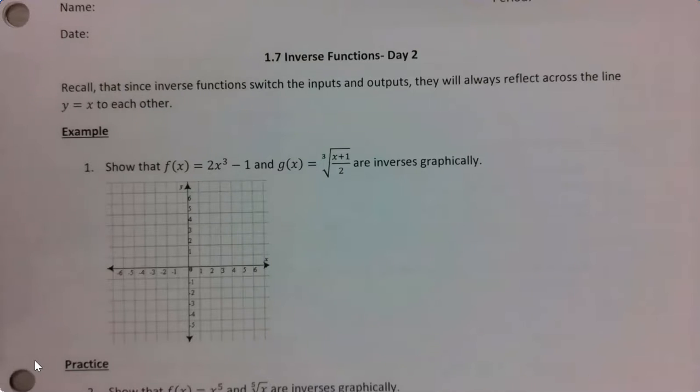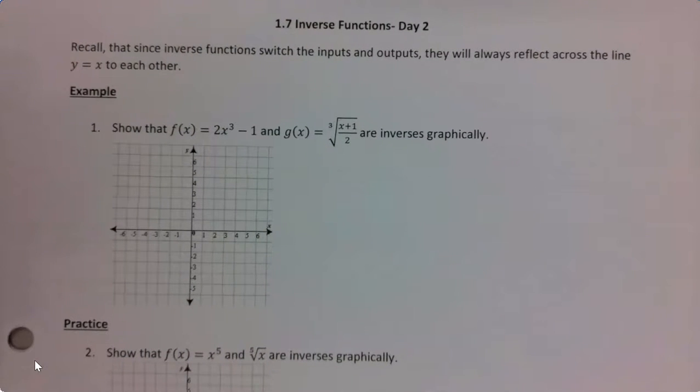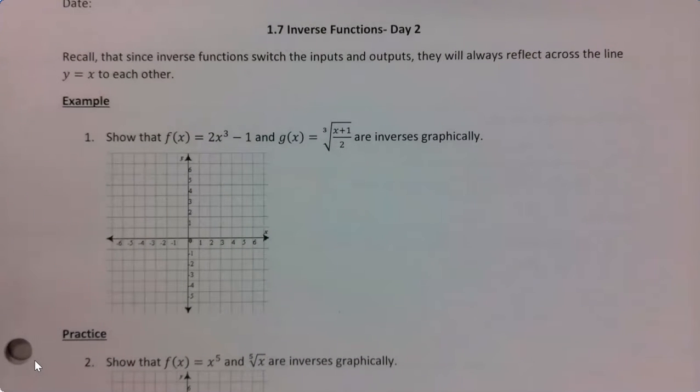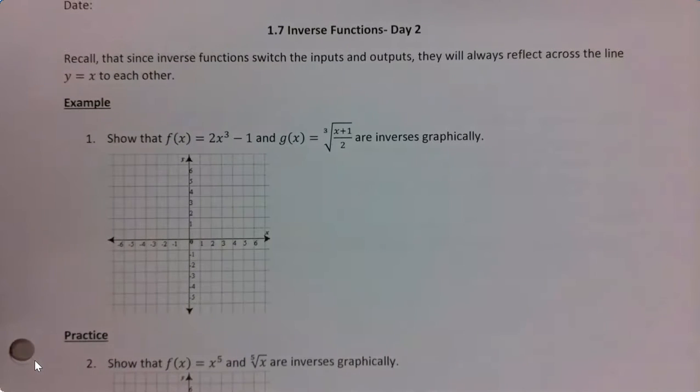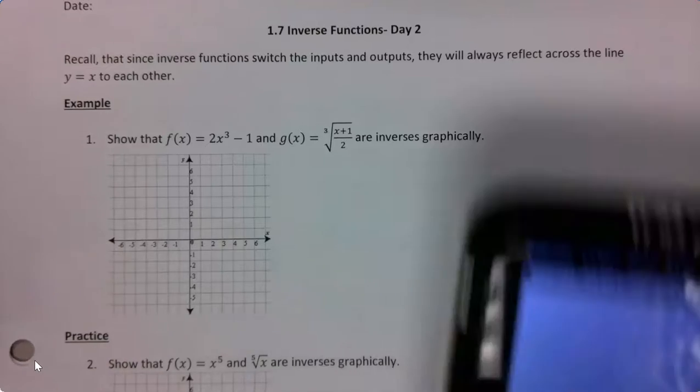Remember, when two functions are inverses of each other, we always get x as our answer. That's because they reflect over the line y equals x. So number 1 wants me to show that f of x equals 2x cubed minus 1 and cube root of x plus 1 divided by 2 are inverses graphically.